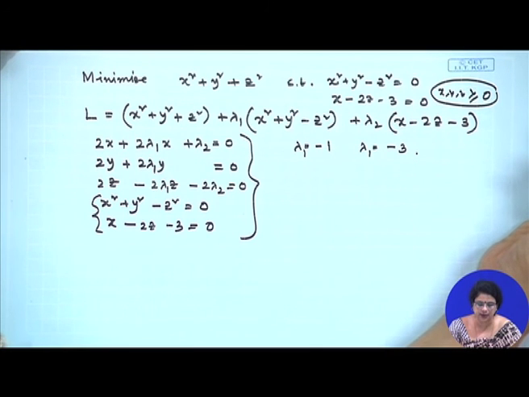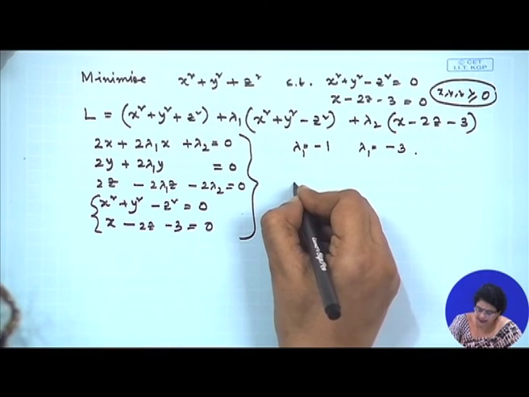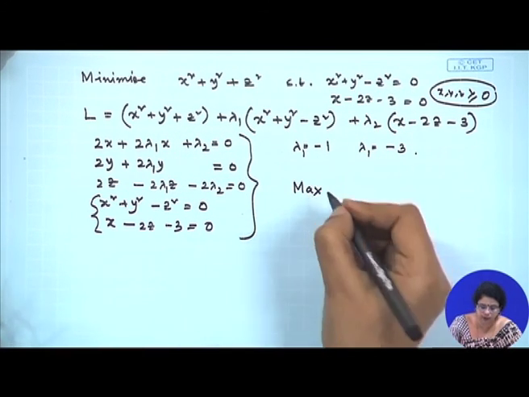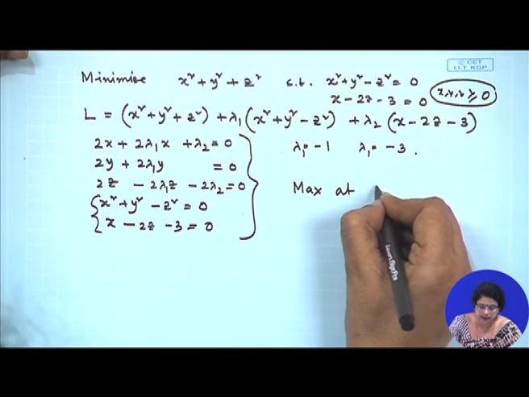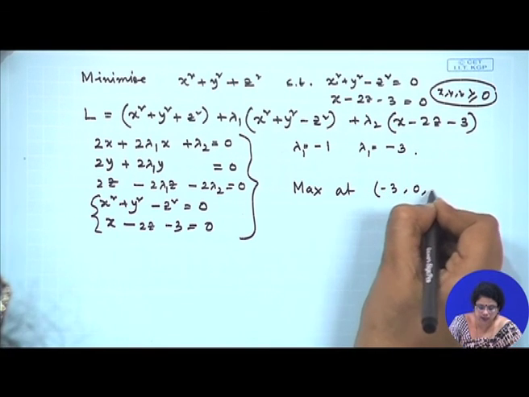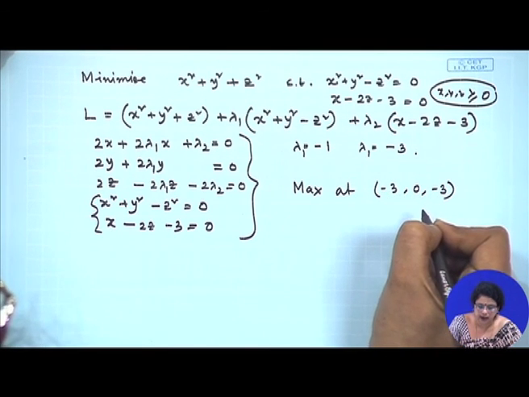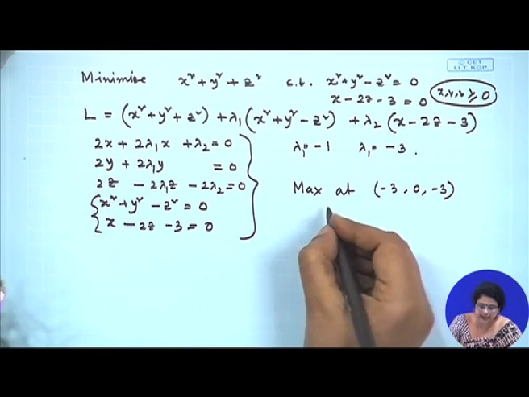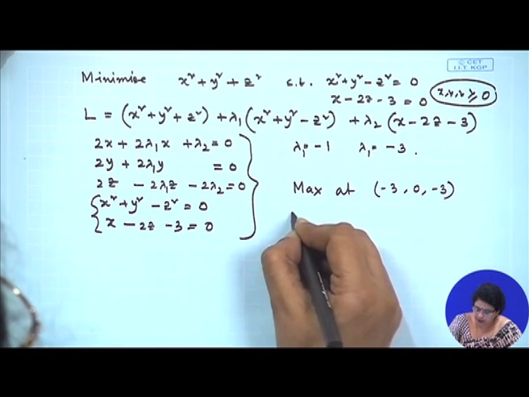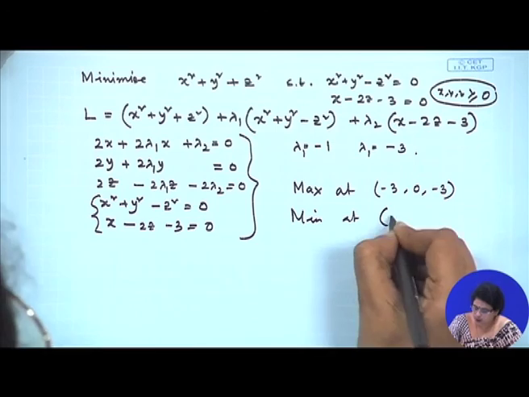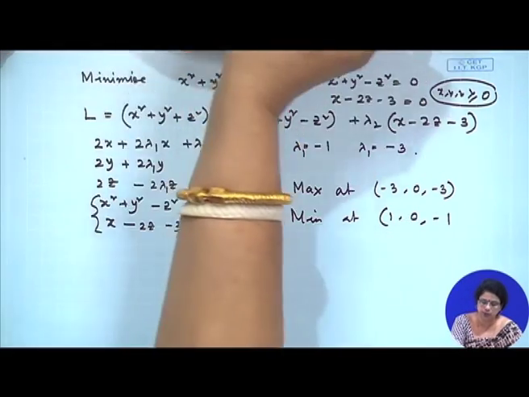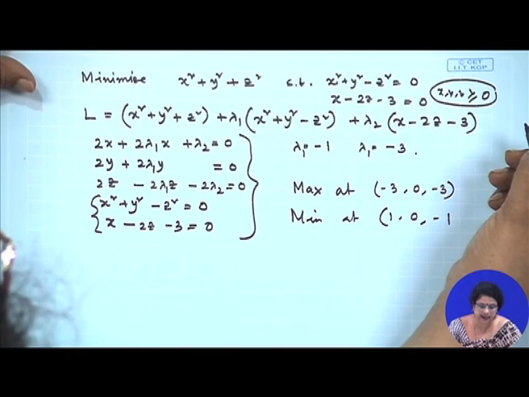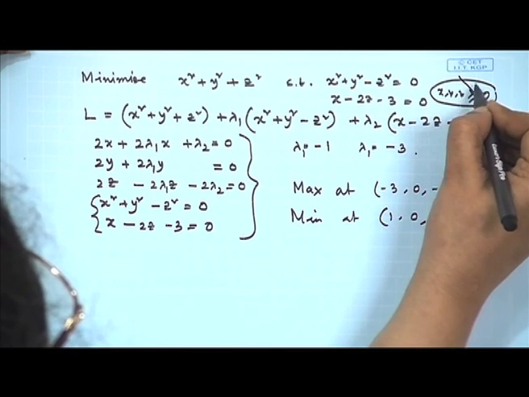For different cases you have to check, and you can conclude that we will have the maximum for this problem at (-3, 0, -3), and in the second case the minimum value you will get at (1, 0, -1). Actually, for this problem x, y and z, there are no restrictions on this.